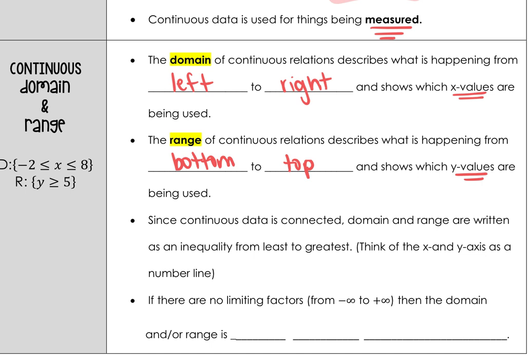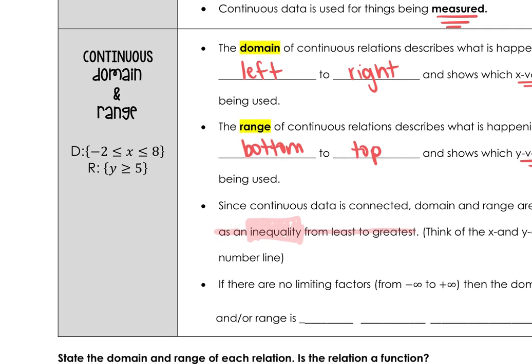So, since continuous data is connected, today we're going to be writing our domain and range as an inequality from least to greatest. So remember yesterday with discrete, we got to list it. Today we will not be listing. We will be writing inequalities, okay? So I've given you even an example over here.